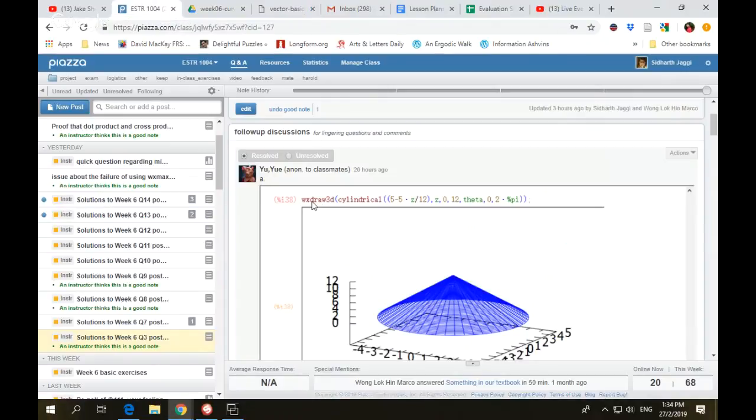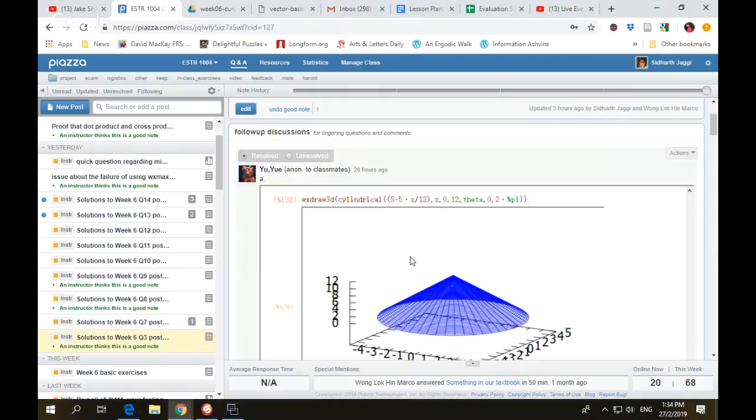First of all, the command is wxdraw3d. If Maxima is working on your computer, it's wxdraw3d, then cylindrical coordinates. And then the function that he's using is 5 minus 5 times z over 12, comma z, comma, z going from 0 to 12, theta going from 0 to 2 pi.